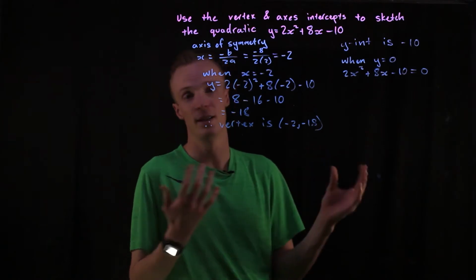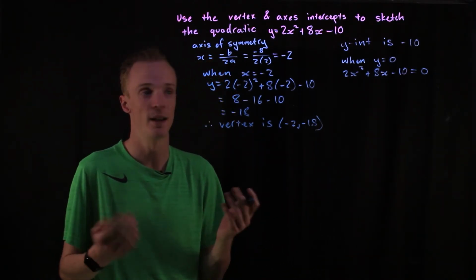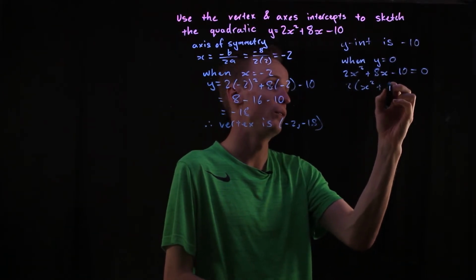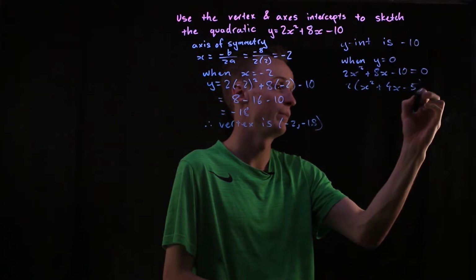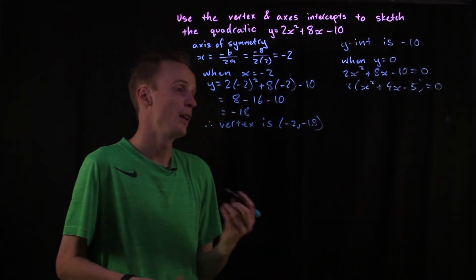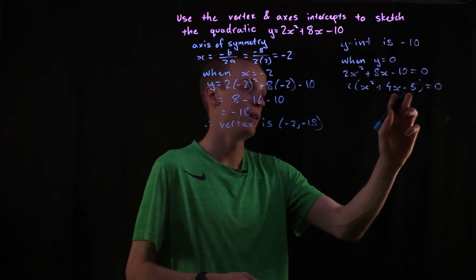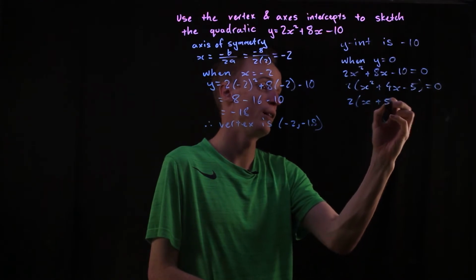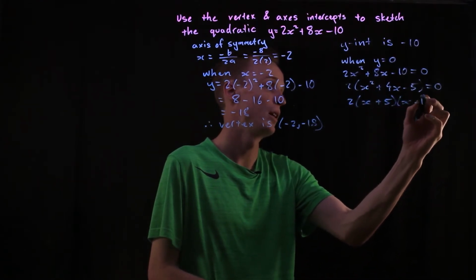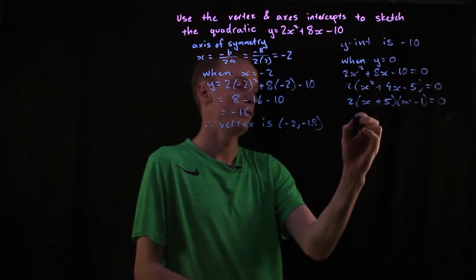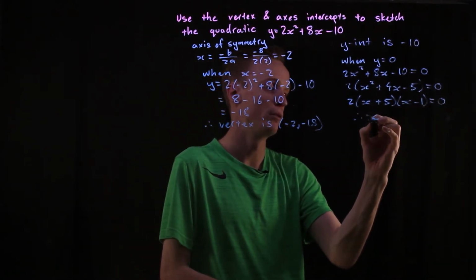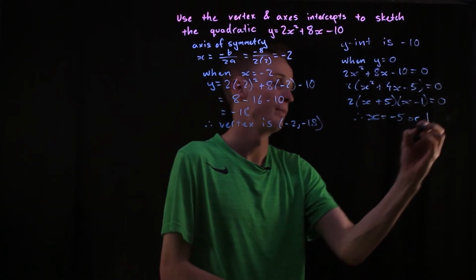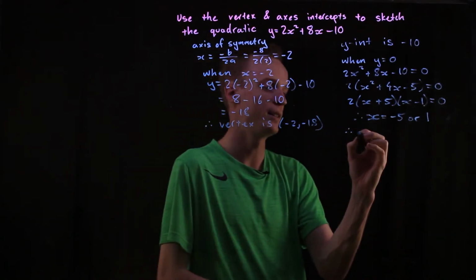Now in this case I can see that it's going to be factorized first of all by taking the highest common factor of 2 out. So this will leave me with x squared plus 4x take 5 is equal to 0. And then I'm looking for a sum of 4, product of negative 5, which will be x plus 5, x take 1. So therefore my x, or my roots, are going to be equal to negative 5 or positive 1. And hence our x-intercepts are these.